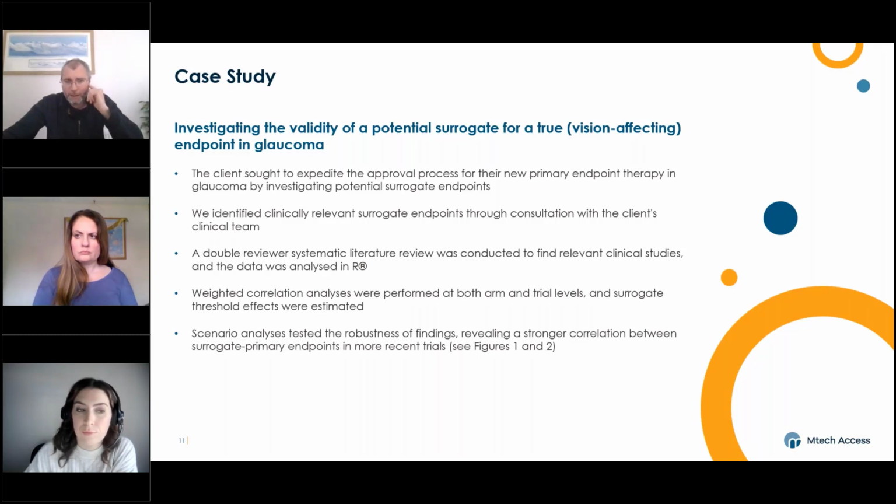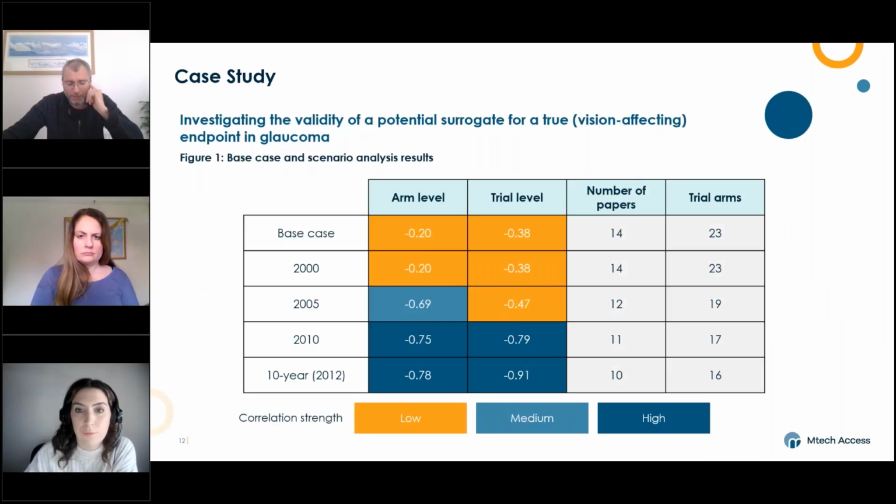If we look at the next slide, what we see is some of the outputs there, and essentially you can see a representation of what I just mentioned. That the older the studies included, albeit more of them, we were actually finding weaker correlations at the arm and trial level than for later. And although I don't actually show it on this slide, you may just have to take my word for it, the statistical significance was greater as well for the more recent.